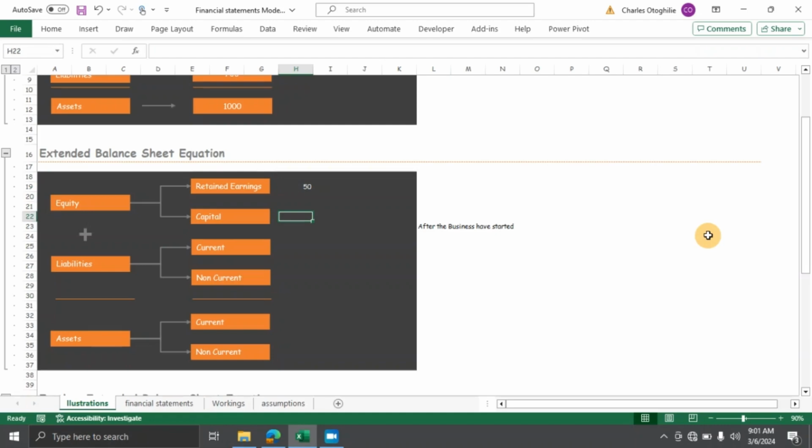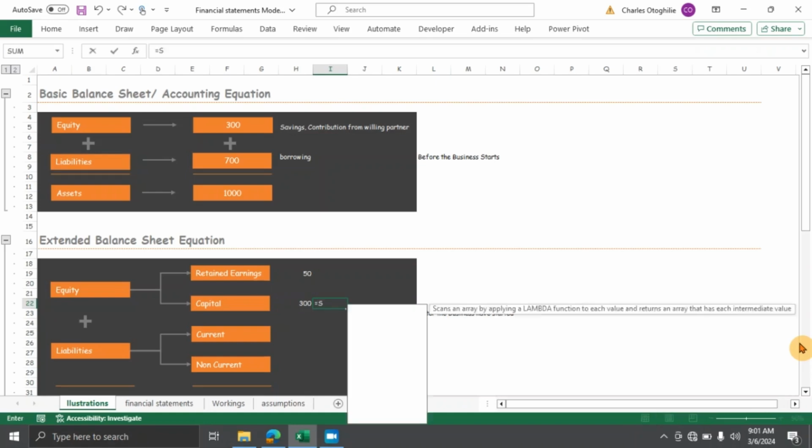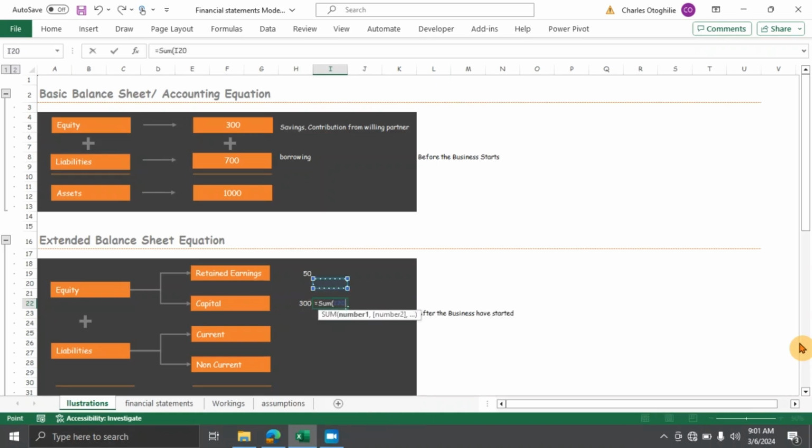And recall that in the previous visualization, capital, which is equity, is broken down into retained earnings and capital. So assuming we have our retained earnings and our capital here, you can see that in this case the owner's equity has grown to about 350. Now, what happens if he makes a loss?